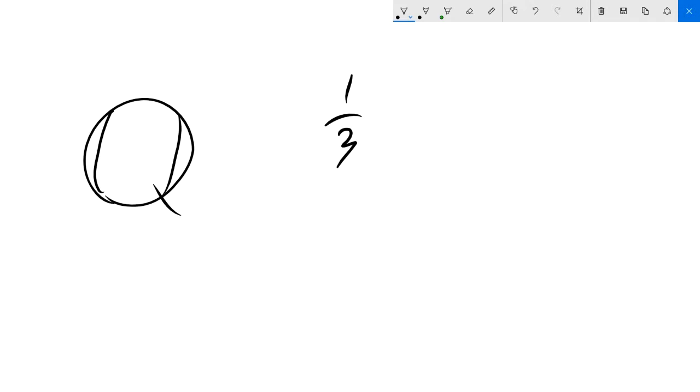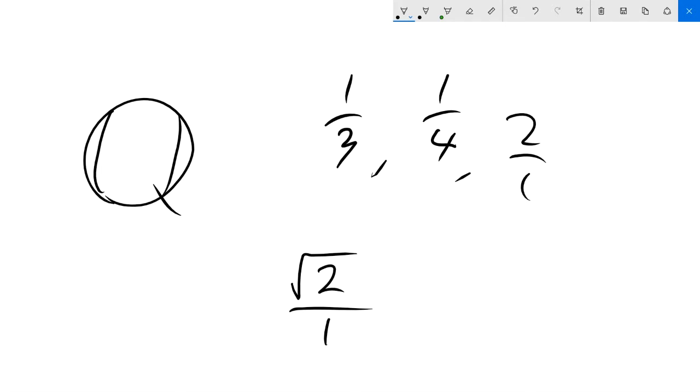Then we have rational numbers. This is Q, and we have another double stroke thing going on here, and these are numbers that can be represented as some sort of fraction. So things like 1/3, 1/4, numbers themselves just over 1. It does not include things like √2/1. That's not rational.